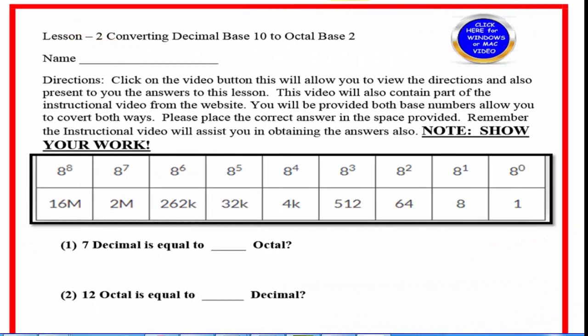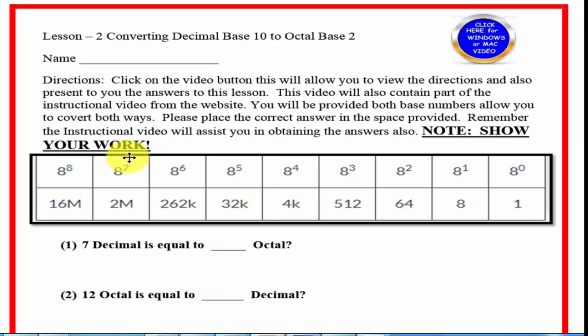All right, we're looking at Lesson 2. And in Lesson 2, we're going to be converting from decimal base 10 to octal base 8. Now, I'm watching this video. You've already watched the previous video, I hope, so you know pretty well what's going on, and this video is going to add to it. Now, here are your directions, and we left a note here.